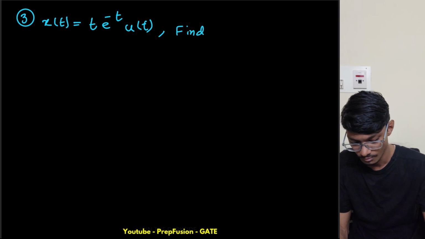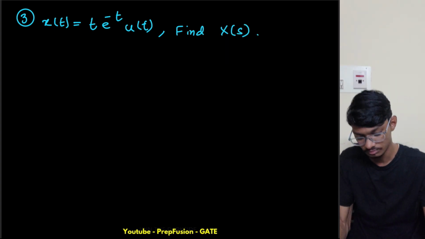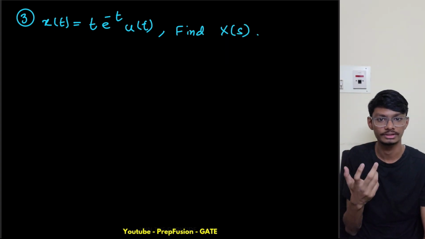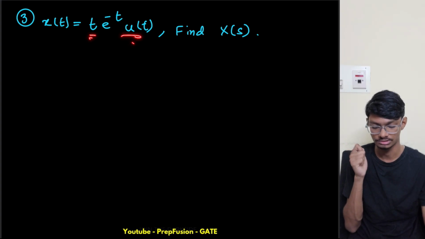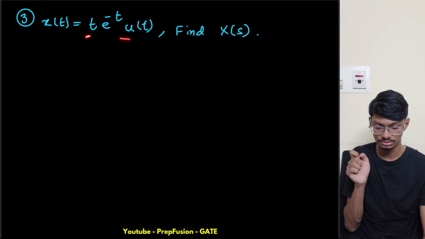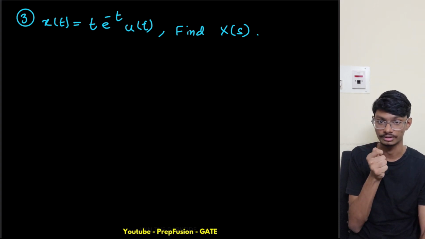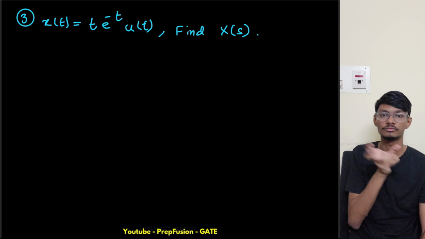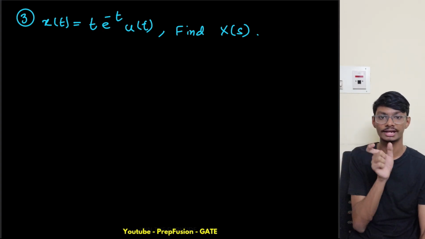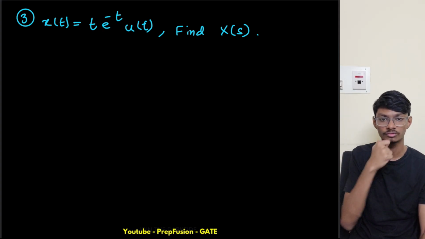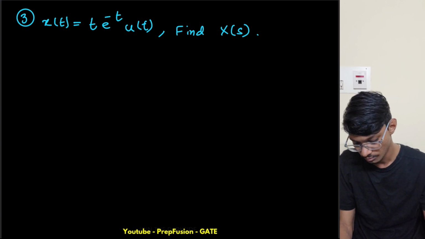Find x of s. Now this is one thing we are familiar with. We are familiar with this part. What we see is this is just a ramp signal, right? And what is the Laplace of a ramp signal? It is 1 by s square. Now we are just multiplying a ramp with one exponential term, so that s in the Laplace domain will be shifted, right? So what will happen?